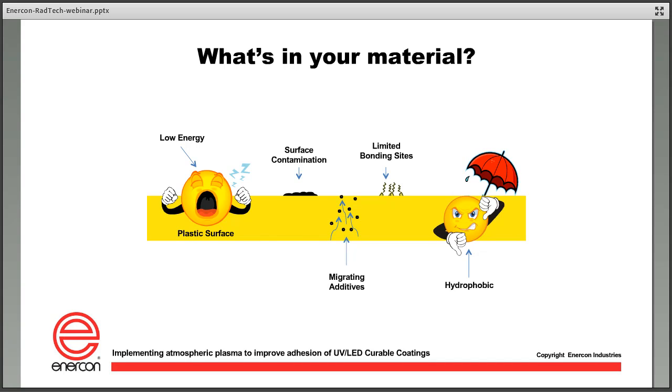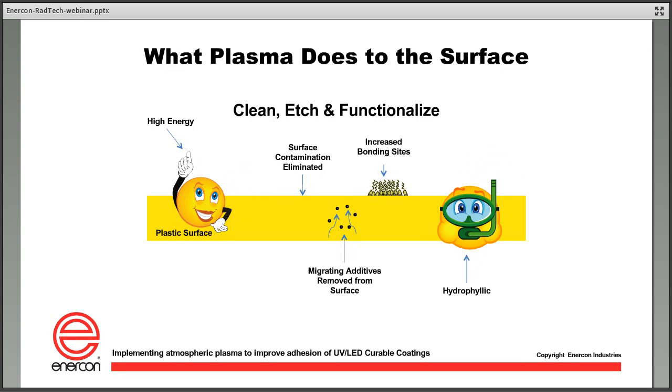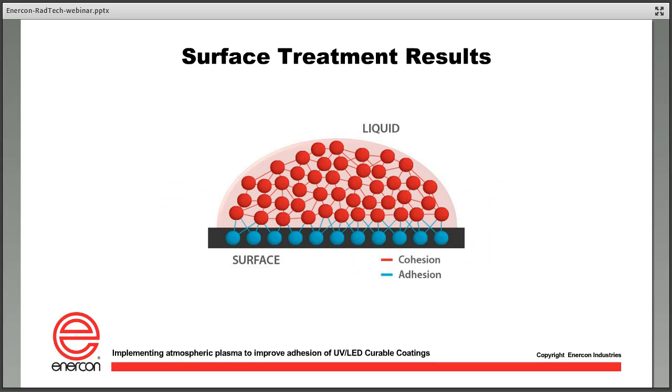So just a quick recap: what we're dealing with is an adhesion impediment, low surface energy, contamination, migrating additives, and a very hydrophobic, slick surface. Our goal is to create a higher surface energy, or higher dyne level, get rid of that contamination, remove the migrating additives, create a more roughened surface, and ultimately create a more hydrophilic surface for that ink, coating, or adhesive to wet out.